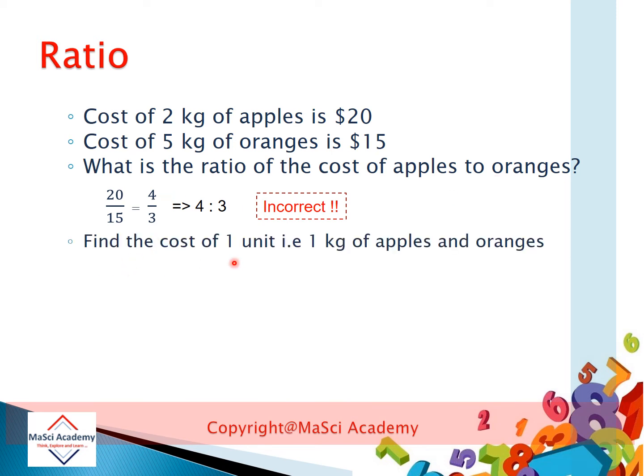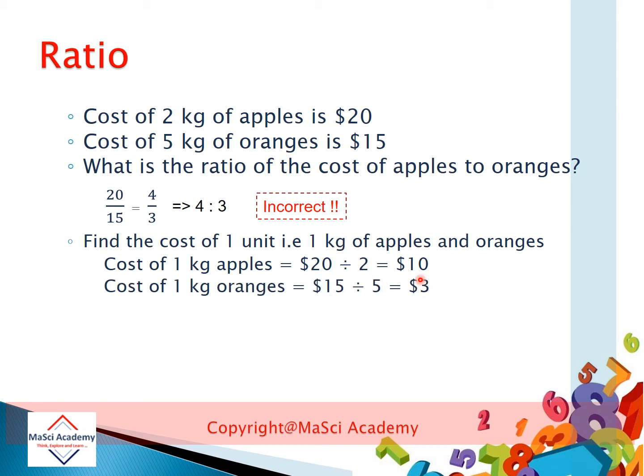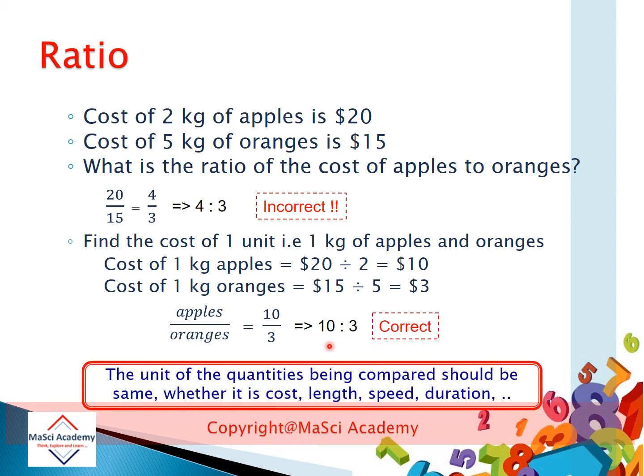We first find the cost of 1 unit, that is 1 kilogram of apples and oranges. So what is the cost of 1 kg of apples? We divide $20 by 2. We get the cost of 1 kg apples as $10. The cost of 1 kg oranges is $15 divided by 5, which comes out to be $3. Now we finally find the ratio of the cost of apples to the cost of oranges. So this becomes 10/3. There's no common factor, so it is already in the lowest form. So the ratio of the cost of apples to oranges in this case is 10:3.